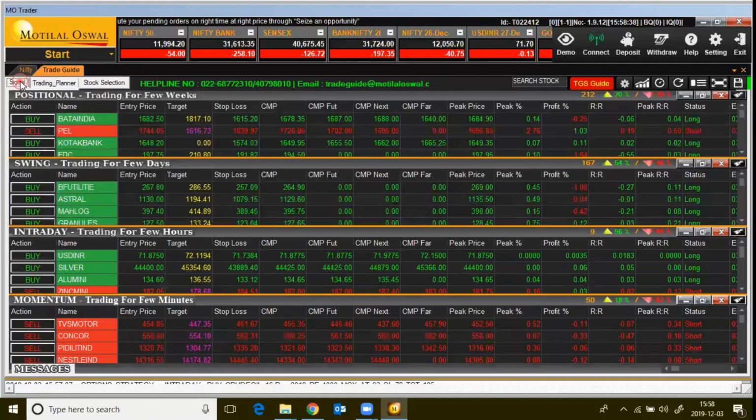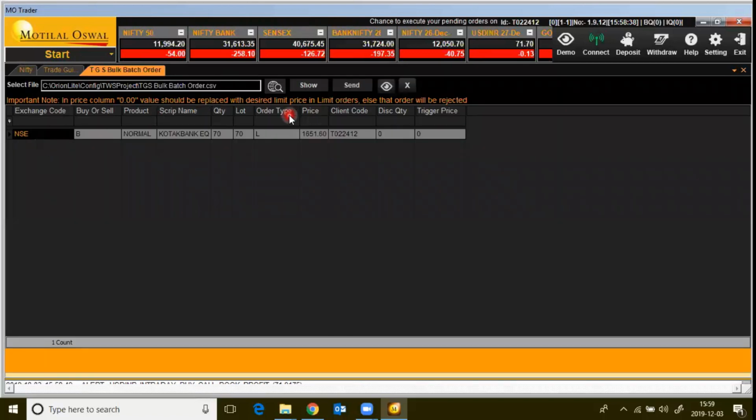Now if you go to the signal tracker page and click on Kotak Bank, for the purpose of showing how the batch order looks, I have taken an example of a stock whose signal has already been generated, that is Kotak Bank. See, this is the batch order. So I hope everybody has understood the concept of the trading planner.